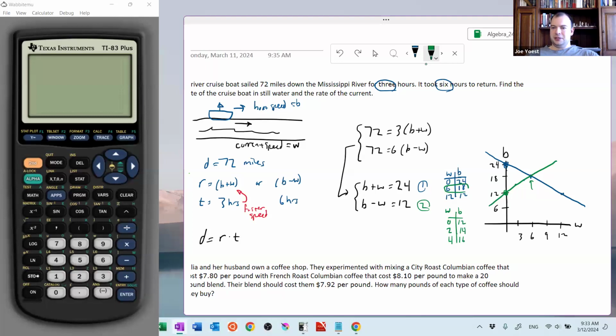We definitely see w equals 6, b equals 18 as the solution to equation 1. Is 18 minus 6 equal to 12? Yes, it is. So w equals 6, b equals 18, of course in miles per hour, is a solution to this system of equations, and we can see that it's a unique solution. This is the only point that's going to be on these two lines.